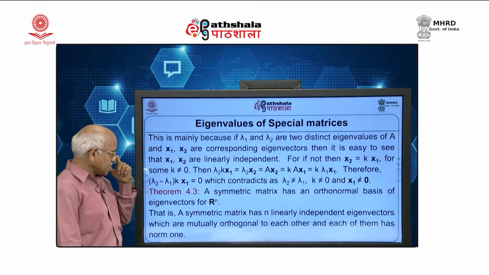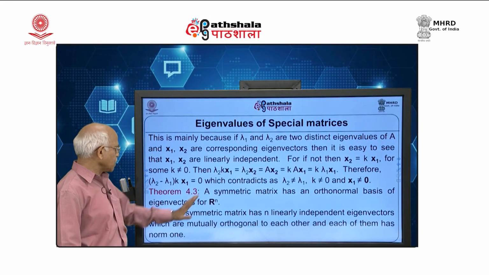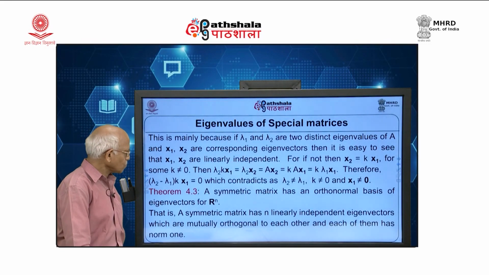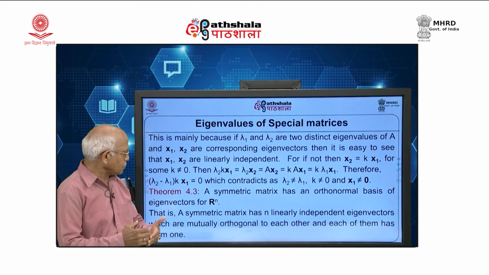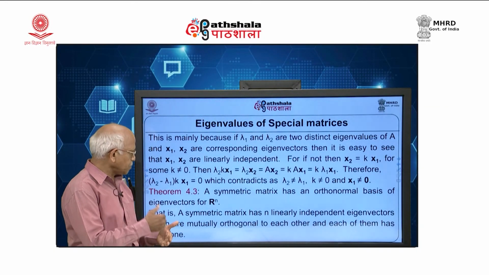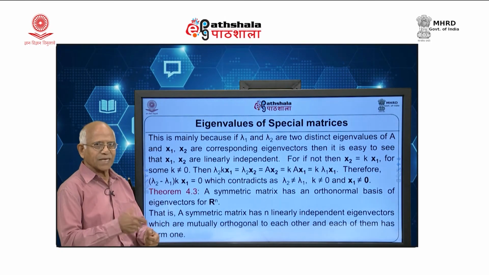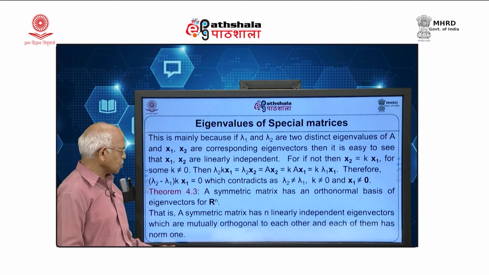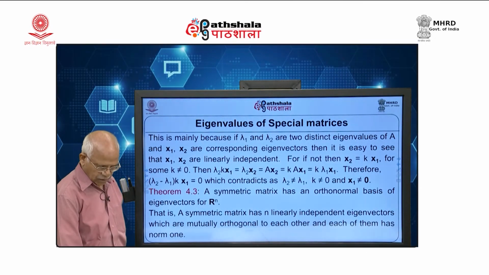Now, theorem 3 says that a symmetric matrix has an orthonormal basis of eigenvectors for R^n. So, what does orthonormal basis mean? The eigenvectors are linearly independent, they are mutually orthogonal, that means their dot products of xi and xj will be 0 for all i not equal to j, and their norms are going to be 1.